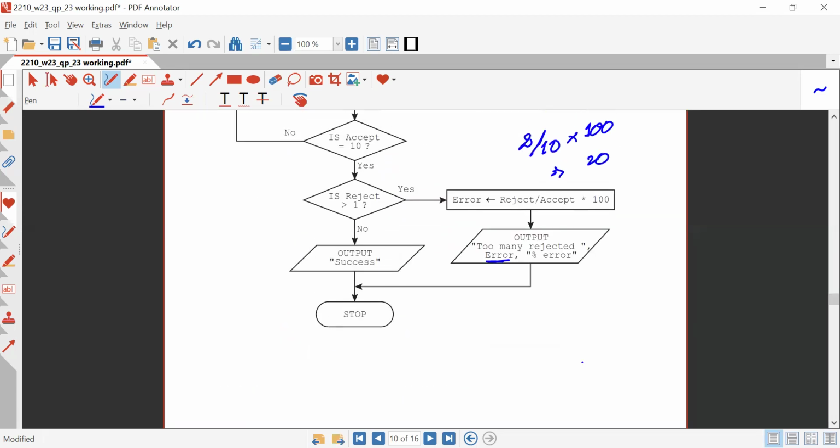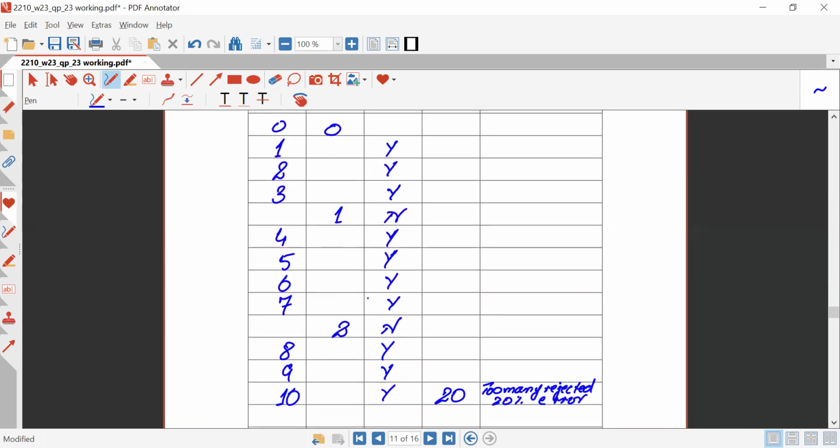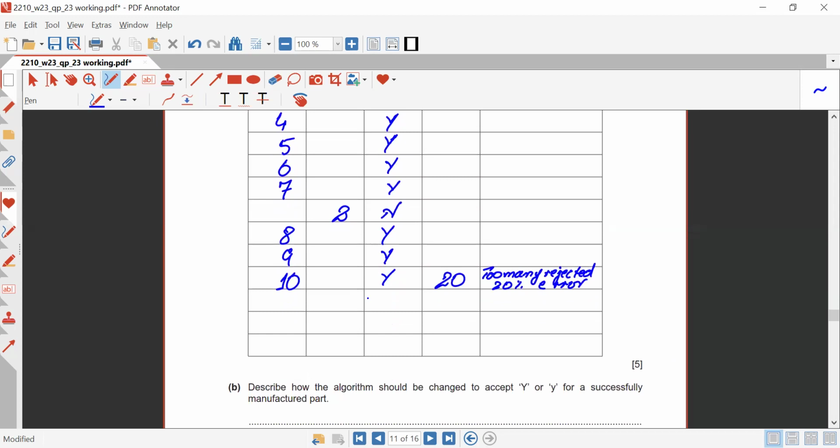Just after that, what do we have? Output error and then finally stop. That means this is how we need to complete this question. This was for the 5 marks.